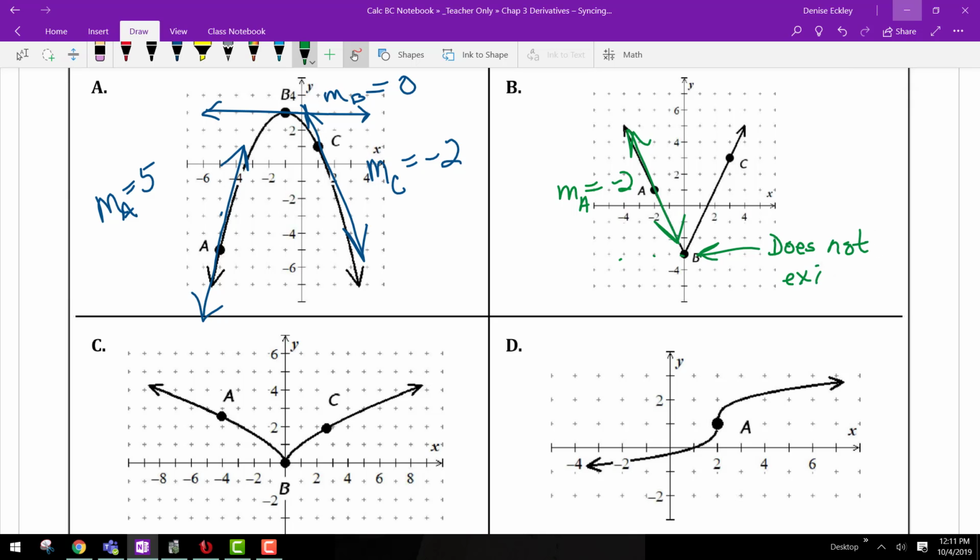at least with a maximum. You have kind of a flattened area. Here you just have a point. And then C, it's going to be the same as with A. You're going to be right along that side. So the slope at C is going to equal +2.